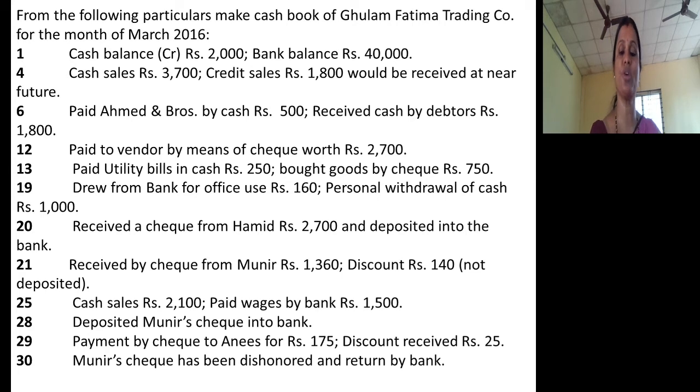Journal entry is discount account debit to Munir's account. So instead of passing two journal entries, you can combine them. So what's the journal entry? Bank account debit, discount account debit to Munir's account. Bank account should be debited with 1360, discount account should be debited with 140, Munir's account must be credited with the sum of 1360 and 140.